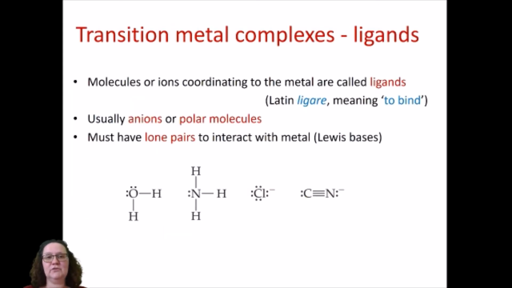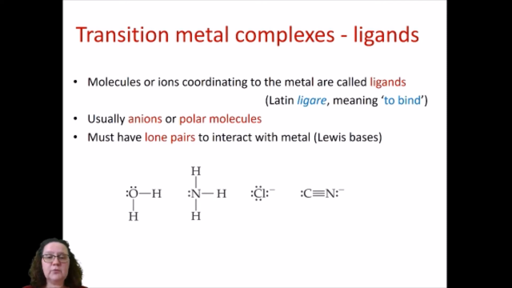Besides the metal ion that makes the center of our metal complex, the other very important part of a complex is the ligand. Ligands are the molecules or ions that coordinate to the metal ion. The word comes from Latin, ligare, which means to bind. They are usually anions or polar molecules, so they can be anions or neutral molecules with certain polarity. They must have lone pairs to interact with the metal ion. They must be Lewis bases.